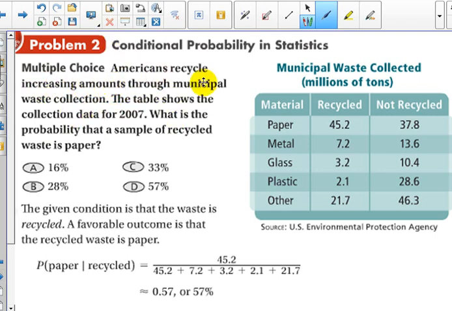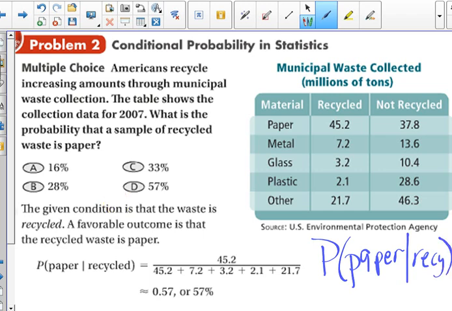Americans recycle increasing amounts through municipal waste collection. The table shows the collection data for 2007. What's the probability that a sample of recycled waste is paper? So what are we going to do? Well, you need to write the probability. So they want paper. That's what's going to go first, given that they are all recycled.